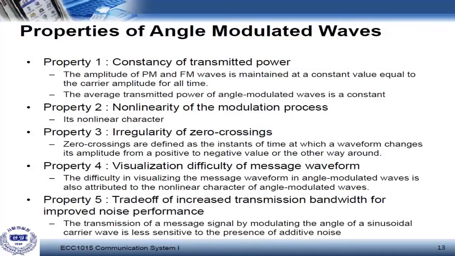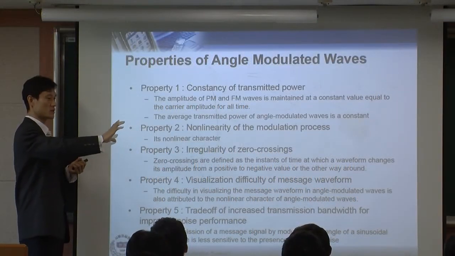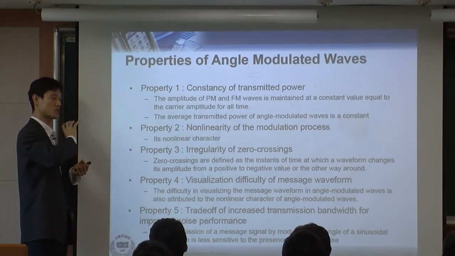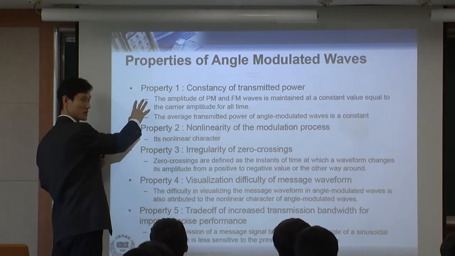Here are properties of angle modulation. There are many properties. Let's briefly discuss one by one. First of all, in angle modulation, the transmit power is constant. Why? Because amplitude is constant, so therefore your transmitting power is constant. This is actually a very good one.